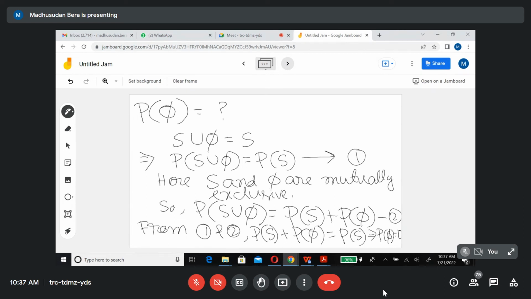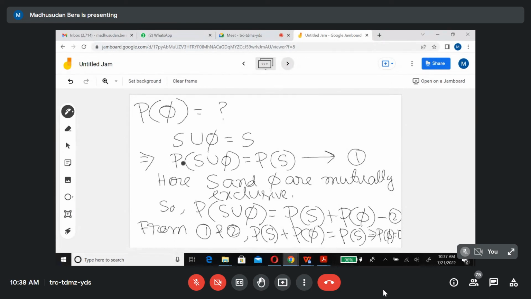Is the proof okay or any doubt? Anyone has any difficulty, tell. We just do these things logically. Anyway, I will send you notes on these things also. Is this okay? P of phi equals 0. So here S union phi equals S by set theory. Then, since both sides are the same event, their probability will be the same. P of S union phi is P of S.